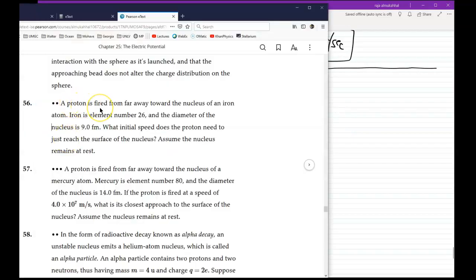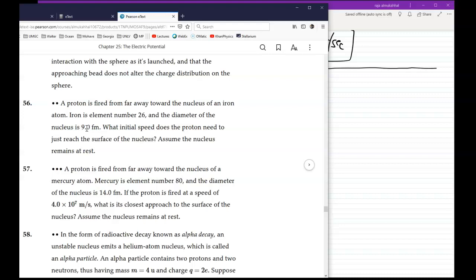It says a proton is fired from far away toward the nucleus of an iron atom. Now, the iron atom has 26 protons, so the iron element number is 26. It's very large compared to one proton. It has 26 protons and a diameter of 9 femtometers. The femto is 10 to the negative 15. What initial speed does the proton need to just reach the surface of the nucleus?